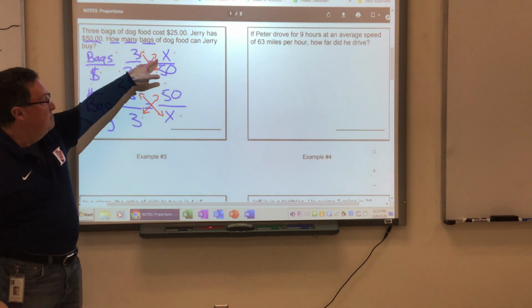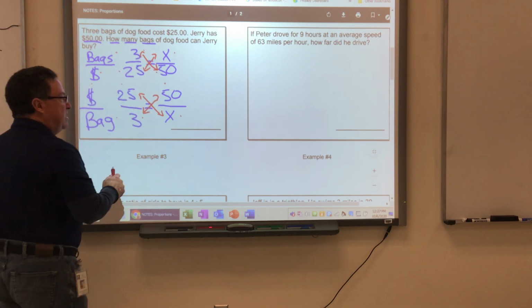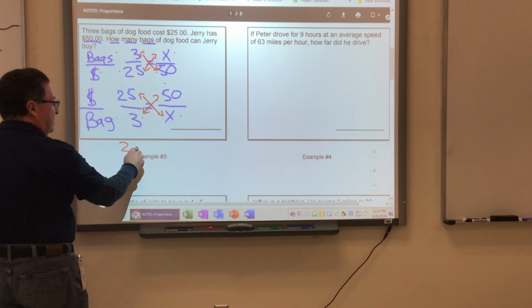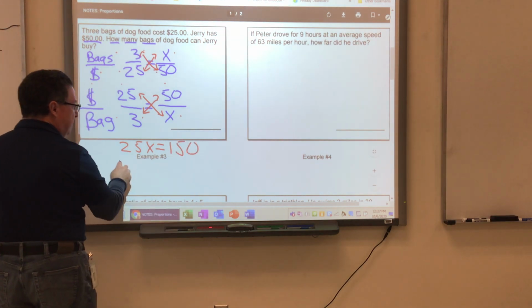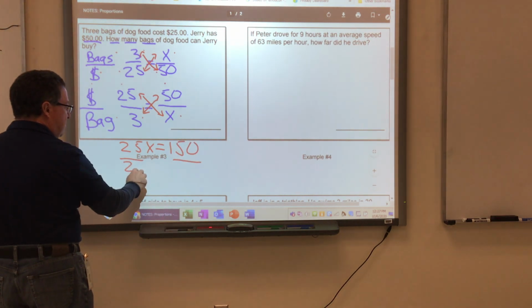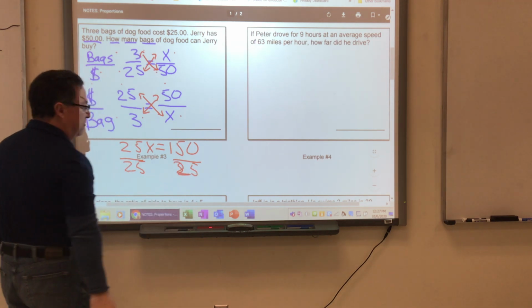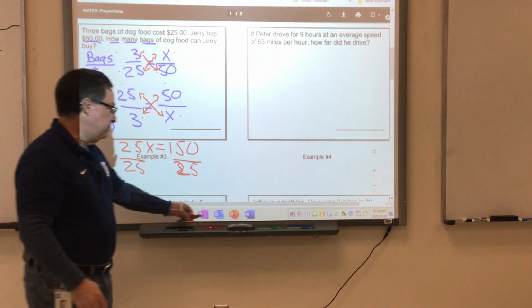25 times x, 3 times 5. Step number 5 then is to write the statement and divide. 25x equals 150, and there's my division of the number in front of the x. So 150 divided by 25 gives you the answer.